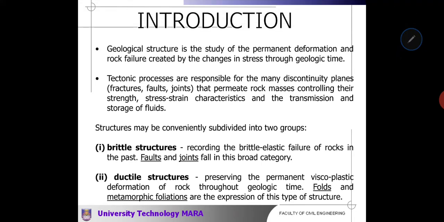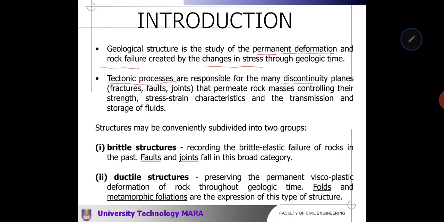You can highlight the words permanent deformation. Deformation means a change in form, from the original form to a new form. Either permanent deformation or rock failure, both are in the discussion of geologic structures, and these are due to changes in stress through geologic time. What is the source of these stresses? The source is plate tectonic movement, and the tectonic processes are responsible for many discontinuity planes.